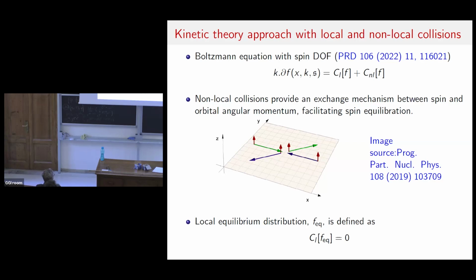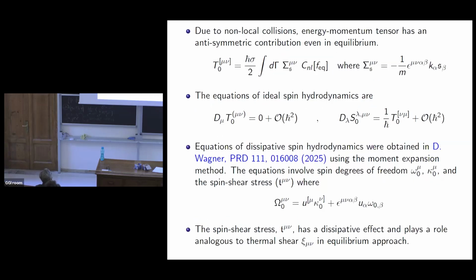Now, to do any computations, one has to first define local equilibrium. In this formulation, the local equilibrium is defined as this: the distribution which makes the local part of the collision term go to zero. But it should be noted that this condition does not mean that the collision term is zero, because we have this non-local contribution, which may not be zero for this distribution. Due to this, even in local equilibrium, one has an antisymmetric contribution to the energy momentum tensor because of non-local collisions.